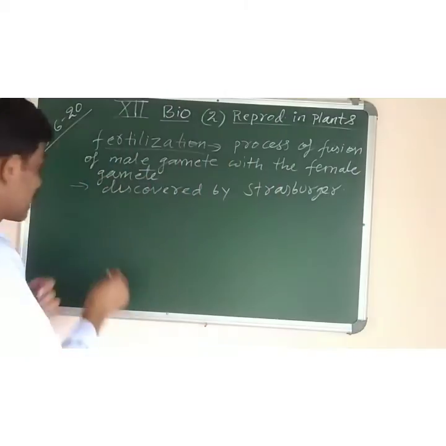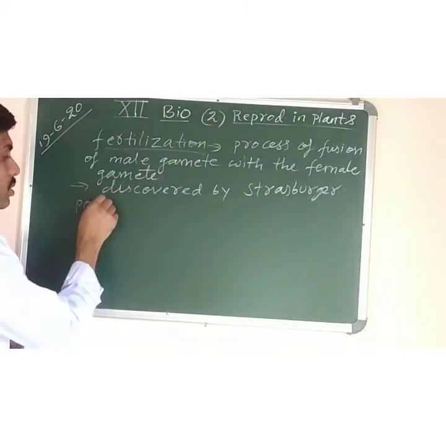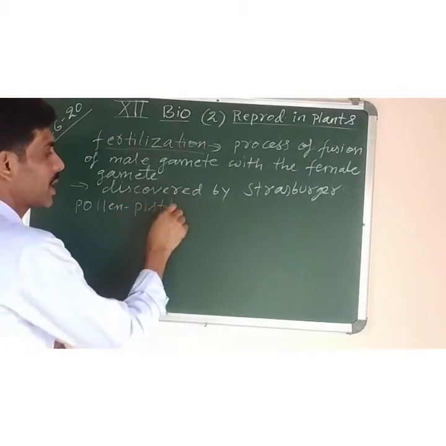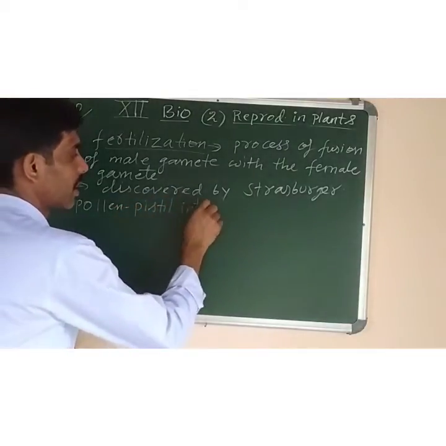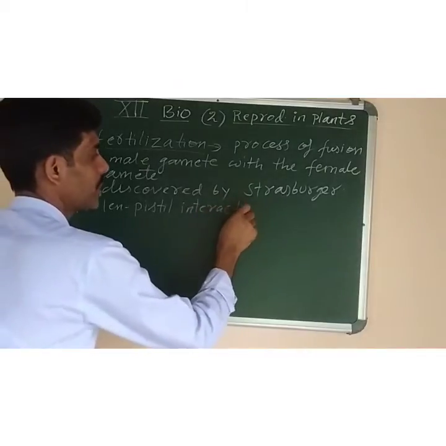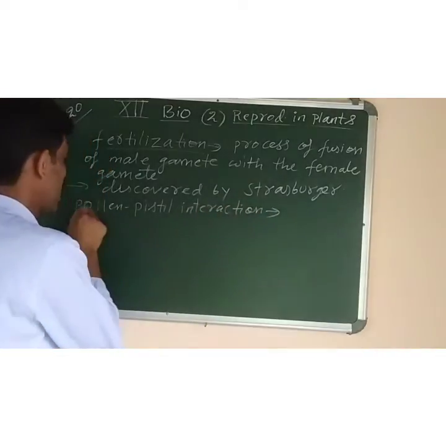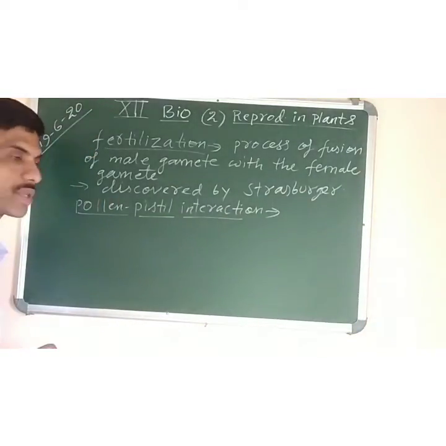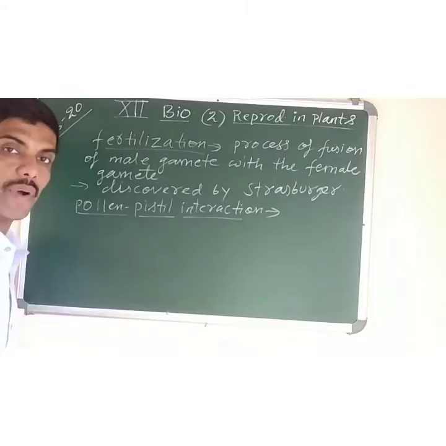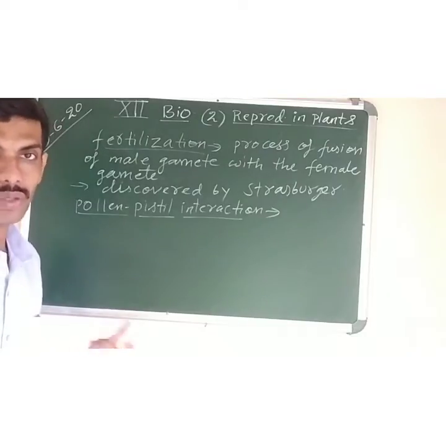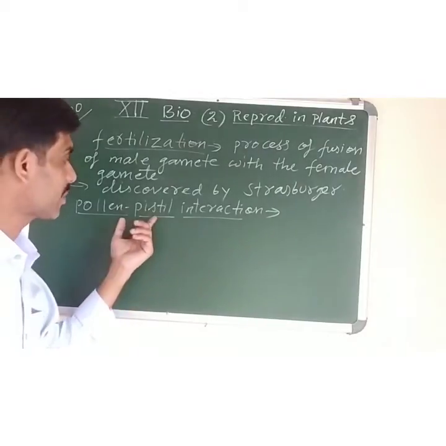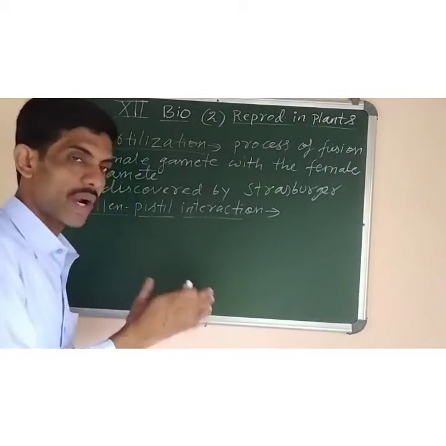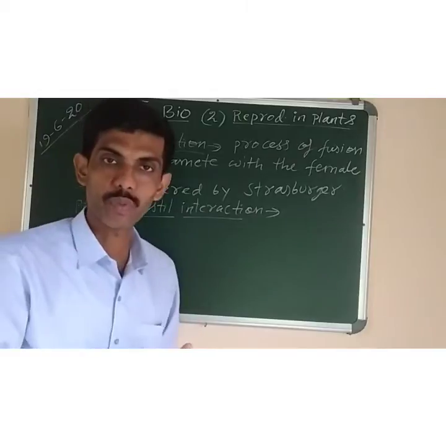Now, what is pollen pistil interaction? It is there in your syllabus also. Pollen pistil interaction means pollen, you know, and pistil also you know. Pollen is the male part of the flower which is produced in the anther. Pistil is the female part of the flower which is also known as carpel, and it is made up of three parts: stigma, style and ovary. And interaction means the reaction taking place between both of them.